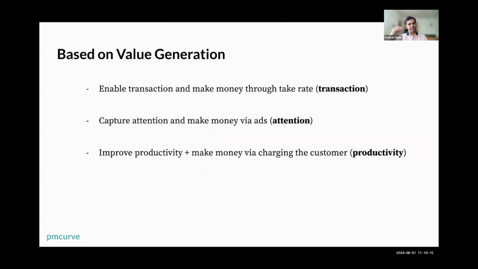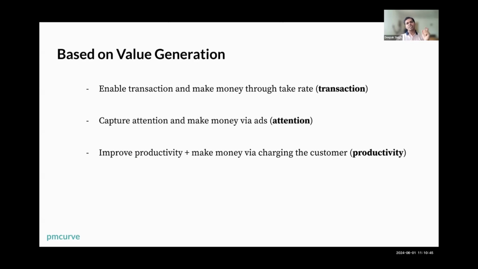Amazon is an example. That is a transaction product. There are products which capture attention and make money via ads. Facebook, Google, some of the biggest companies actually do this. And then there are some products which improve productivity and make money via charging the customer. Your cell phones, your data cards, all are like productivity products. Along with that, your calendar, your drive, and everything is also your productivity sort of.